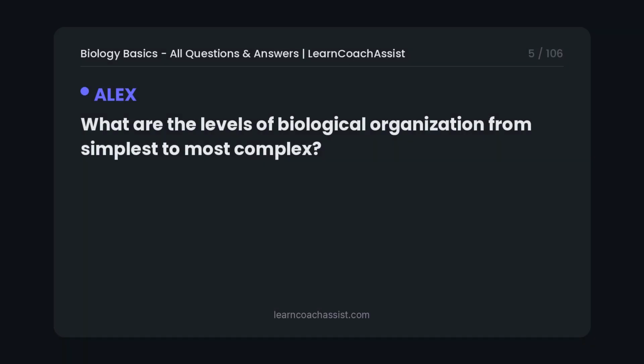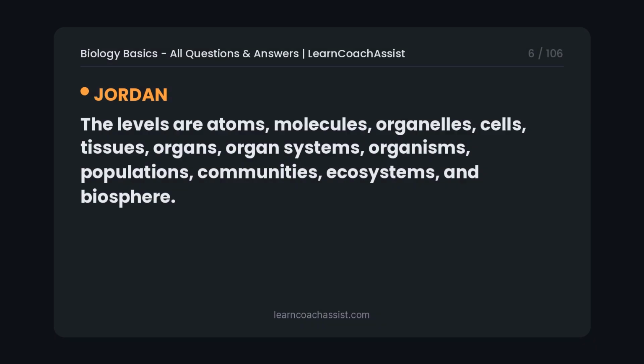What are the levels of biological organization from simplest to most complex? The levels are atoms, molecules, organelles, cells, tissues, organs, organ systems, organisms, populations, communities, ecosystems, and biosphere.